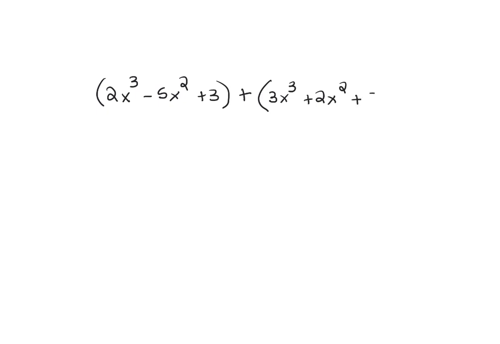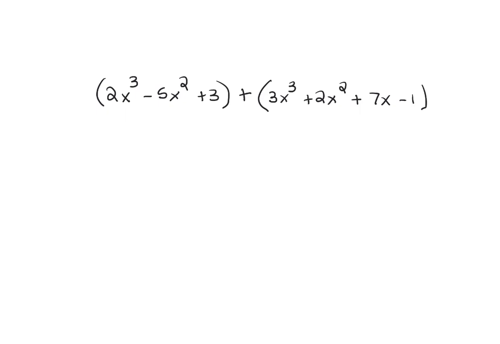And now I'm just going to do 3 examples of adding and subtracting polynomials, which it just really means we're combining like terms, which you have done since middle school. So this should be pretty easy. Okay, so let's do 2x to the 3rd minus 5x squared plus 3 plus 3x to the 3rd plus 2x squared plus 7x minus 1.